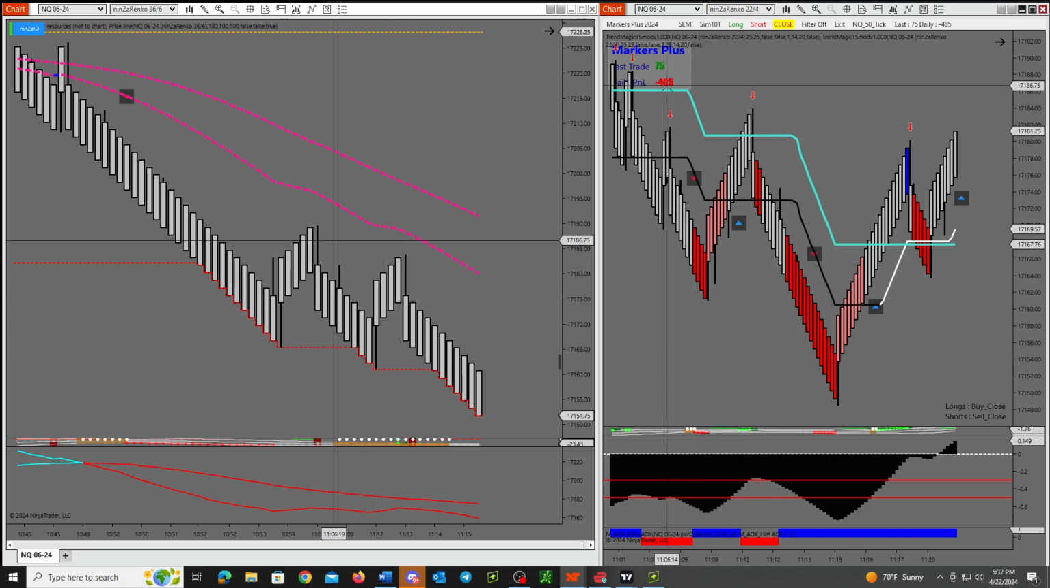If you're wondering about the P&L up here for markers, I was just taking some trades in the sim account after we had finished.